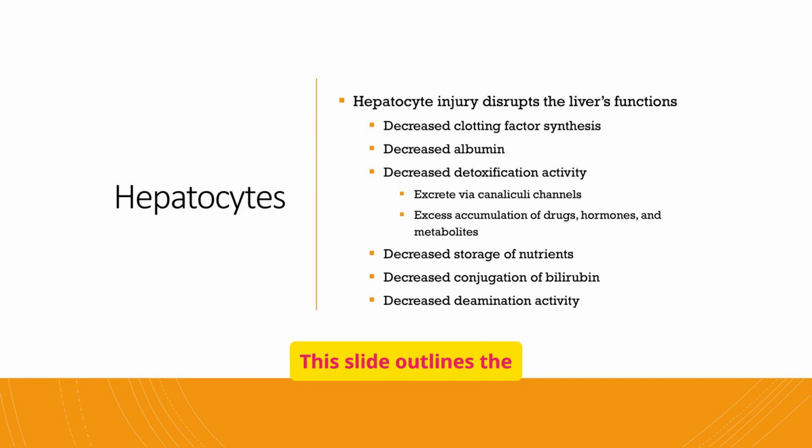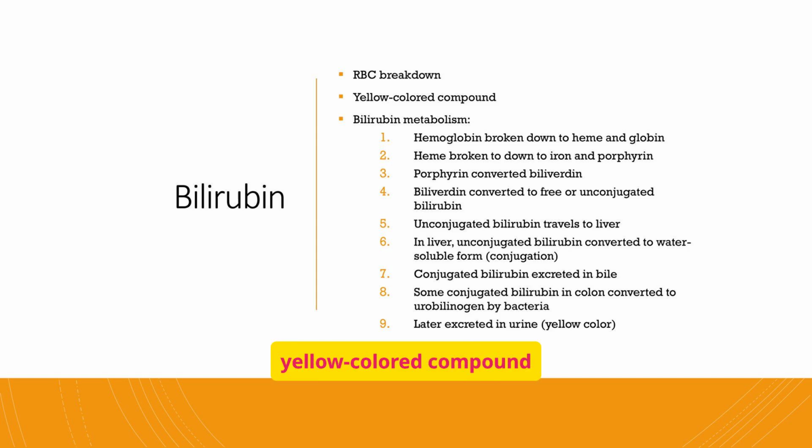This slide outlines the consequences, including decreased clotting factor synthesis, decreased albumin production, and impaired detoxification activity. This can lead to excess accumulation of drugs, hormones, and metabolites, as well as decreased storage of nutrients and impaired bilirubin conjugation. Bilirubin is a yellow-colored compound produced from the breakdown of red blood cells. This slide details the steps of bilirubin metabolism, from hemoglobin breakdown to the excretion of urobilinogen in urine. Understanding this process is essential for diagnosing and managing liver disorders.